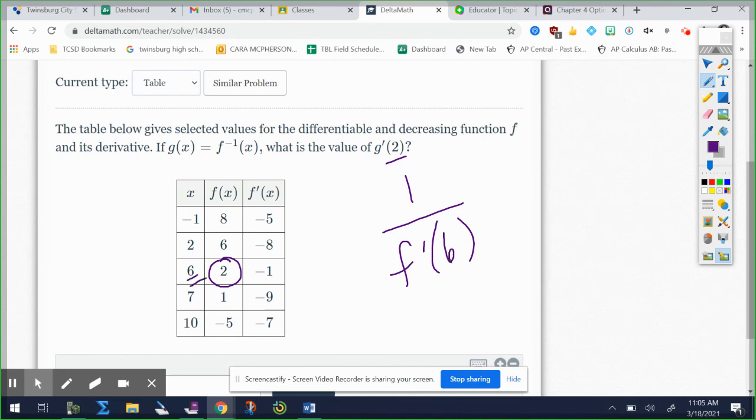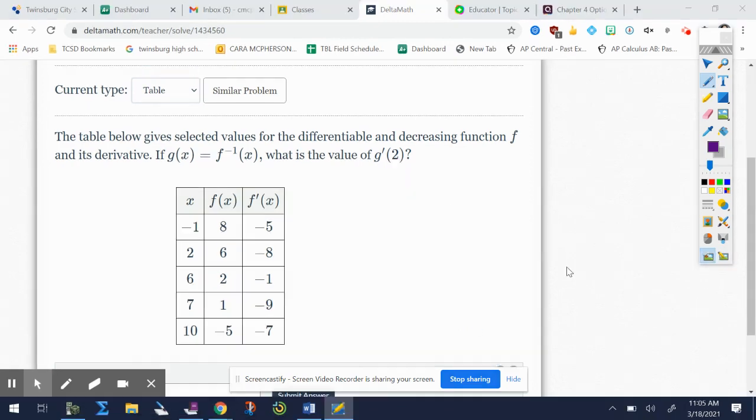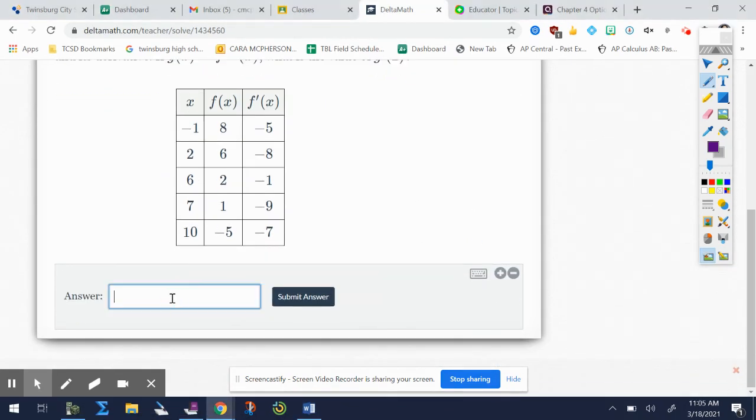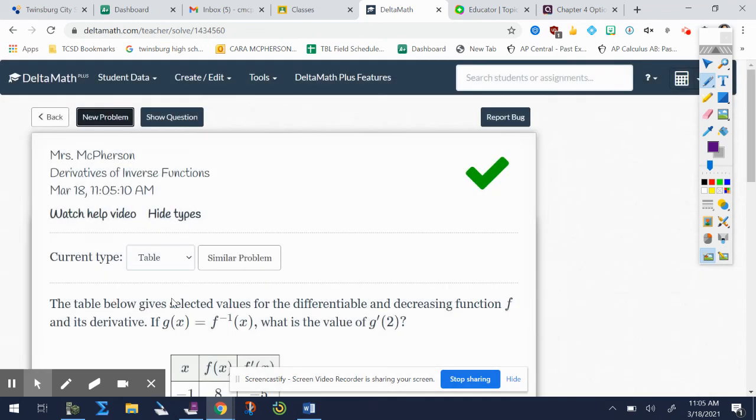That happens at 6. And I love the way Delta Math sets up this table, because then all I have to do is look a little further to see what that f prime value is. It is -1. So we get 1 over -1, which indeed is -1. And that is your answer.